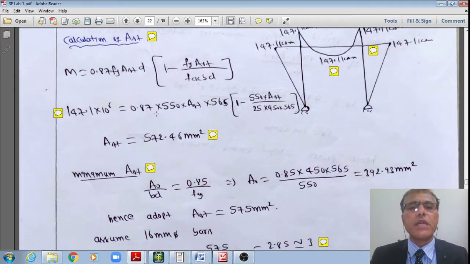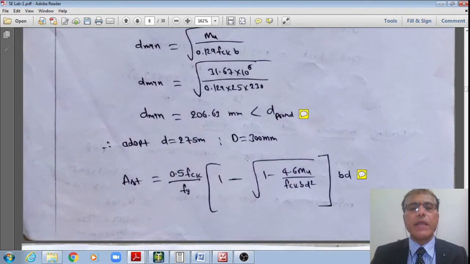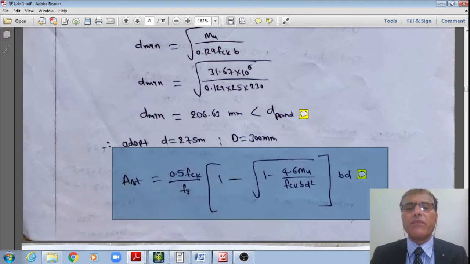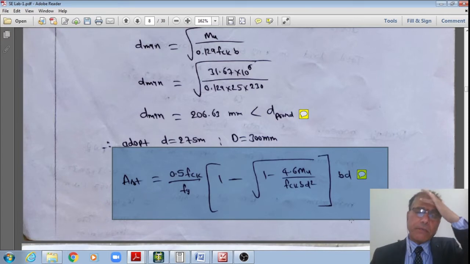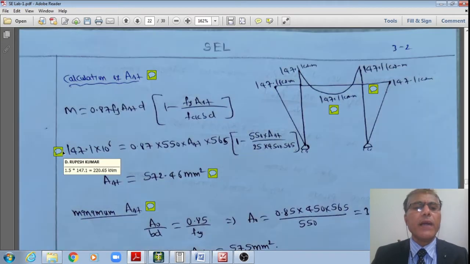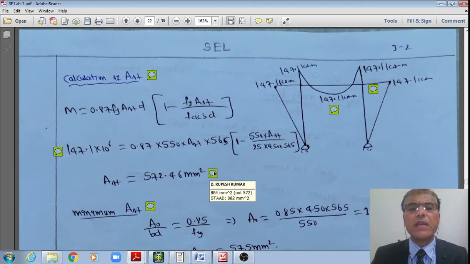Or alternatively, you can use this formula: Ast is given by 0.5 fck divided by fy multiplied by 1 minus square root of 1 minus 4.6 Mu divided by fck b d square, multiplied by b d. Substituting in either of these two, you'll get the area of steel required as 884 for this factored moment. This factored moment is 220.66 kilonewton, not 147, student. That is unfactored. Therefore, for the factored moment, I'll get not 572, student, I'll get this result as 884 mm square.